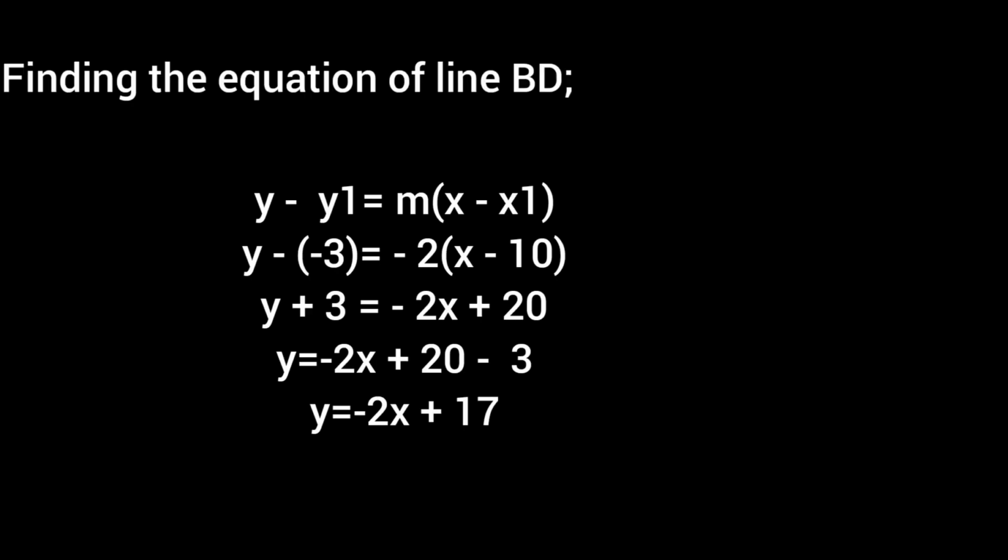Finding the equation of line BD, we use the formula y minus y1 equals m(x minus x1). We get y minus negative 3 equals negative 2 into (x minus 10). This leaves us with y plus 3, because negative times negative is a positive, equals negative 2x plus 20, leading us to y equals negative 2x plus 20 minus 3, meaning that our final equation is y equals negative 2x plus 17. Now, knowing this, we can find another point.